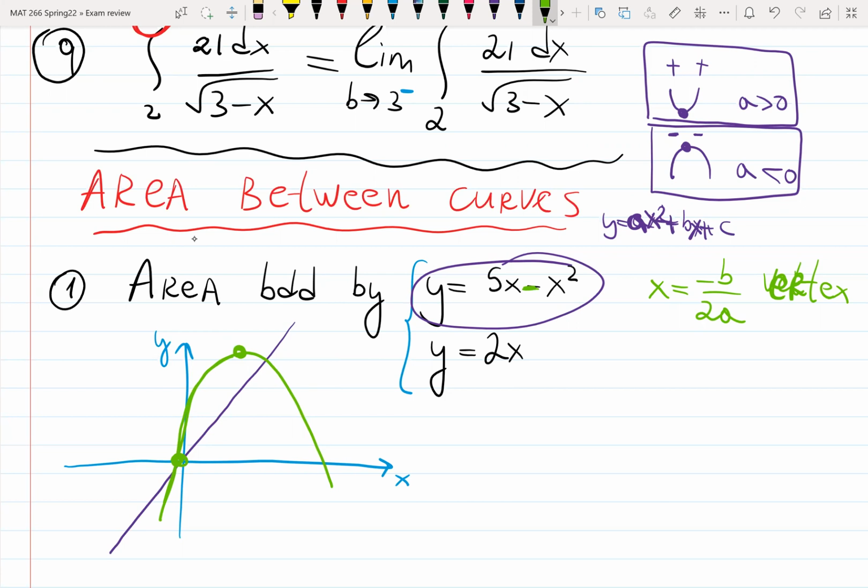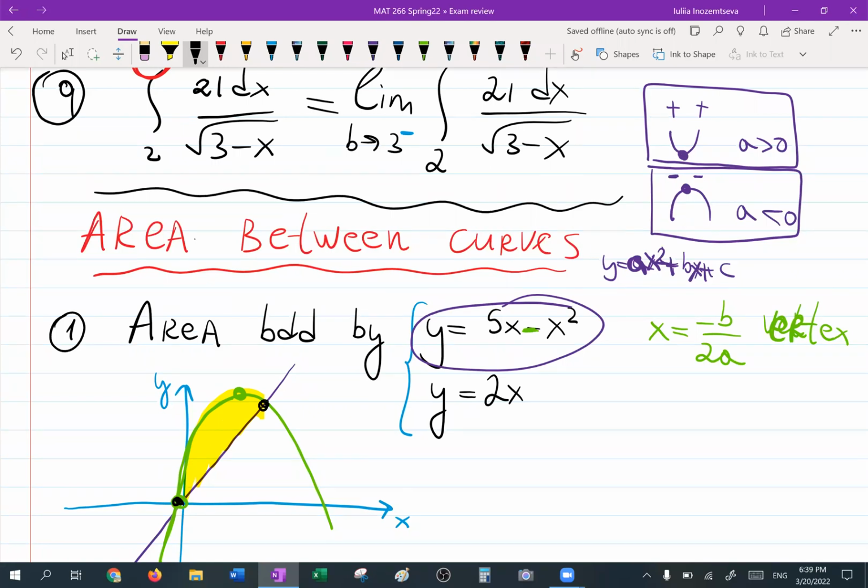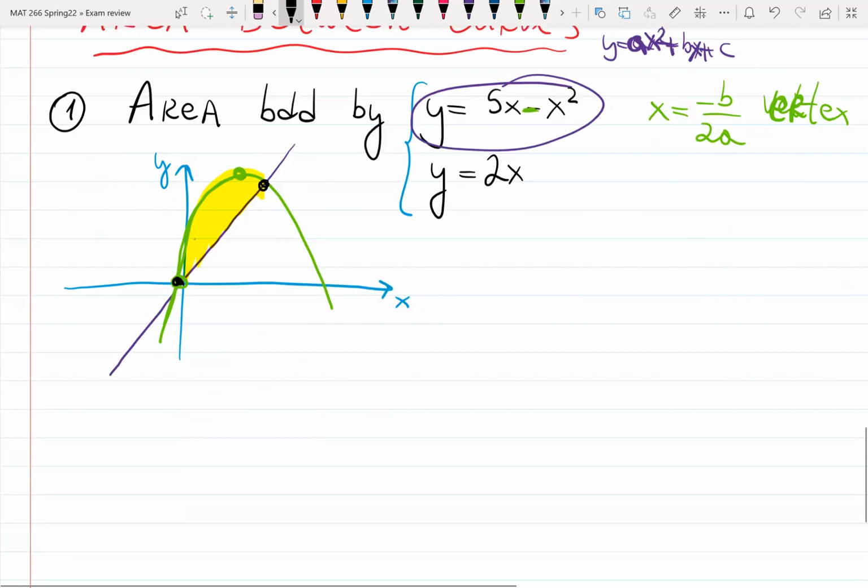It looks something like that. So your job is to figure out what is the area enclosed or bounded by these curves. Here it has points 1 and 2. Now, your job is to figure out which case to use, right? Everything was good. Which case to use.